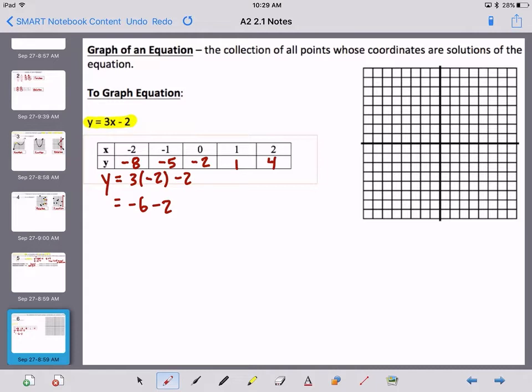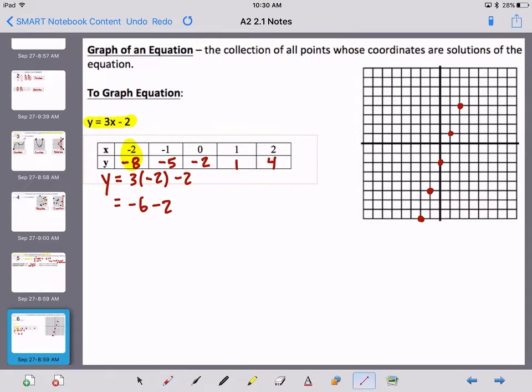Now that you have those inputs and outputs all filled into your XY table, we just have to graph those. So our first ordered pair, negative 2, negative 8, we're going to go to our origin, go 2 left, and down 8. So your first point will be way down there. Negative 1, negative 5, go left 1, down 5. 0, negative 2, over 0, down 2. 1, comma 1, right 1, up 1, and 2, comma 4, right 2, up 4.